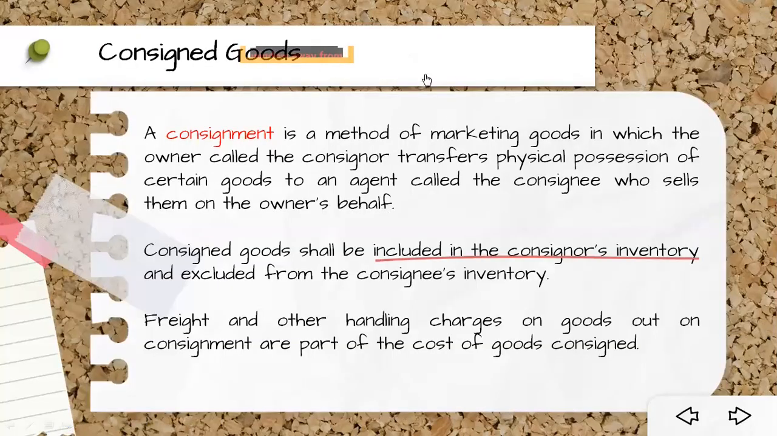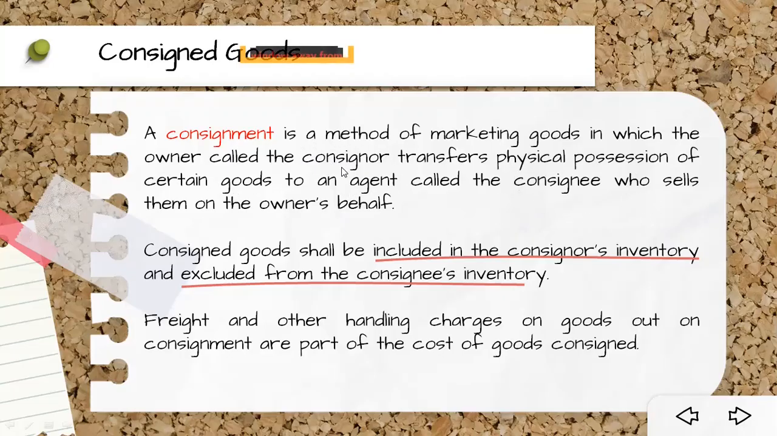Okay, so let's proceed now to the consigned goods. So ano naman itong consigned goods? Or this is related to consignment. So ano yung consignment? This is a method of marketing goods in which the owner called the consignor transfers physical possession of certain goods to an agent called the consignee who sells them on the owner's behalf. So there are two parties involved. So one is the consignor, the other one is the consignee.